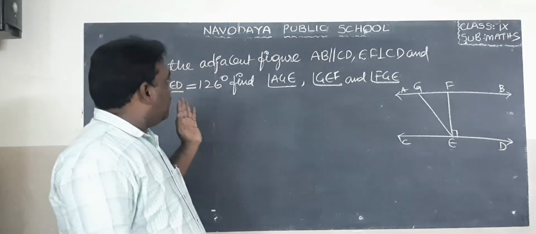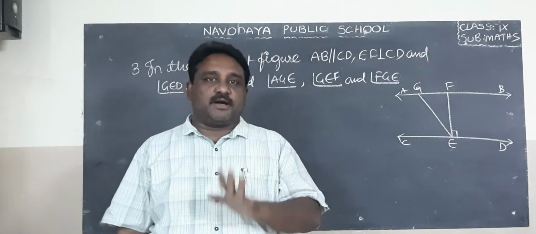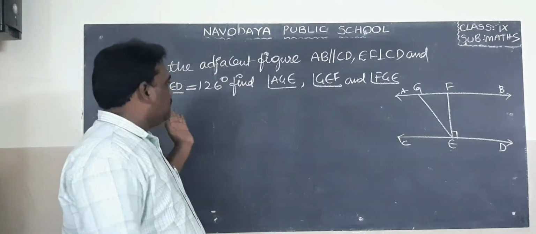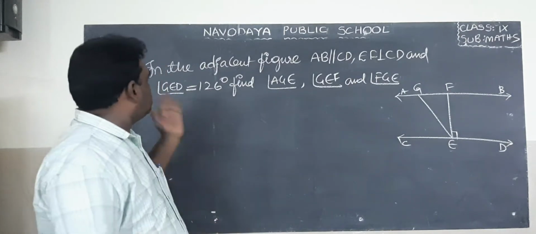In the last class, exercise 4.3, 1-2 sums completed. Now write down problem number 3. Draw the diagram also. What is problem number 3?